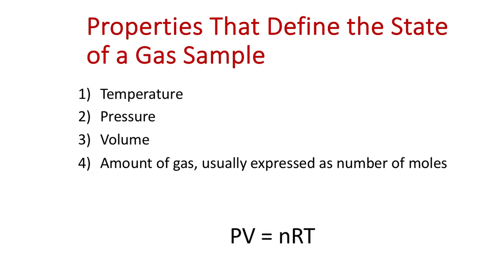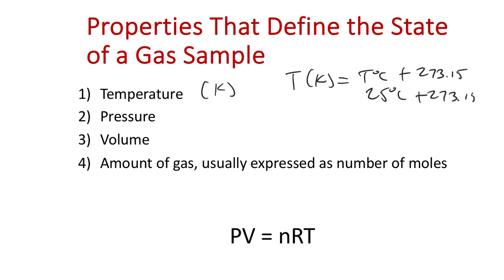And so the properties that define the gas sample would be the temperature. We mentioned before, let's use an absolute scale. Our temperature in Kelvin is our temperature in degrees C plus 273.15. Just really simple, making sure we remember that 25 degrees C, we add 273.15 to that, so that would be 298 Kelvin. So room temperature, 298 Kelvin.